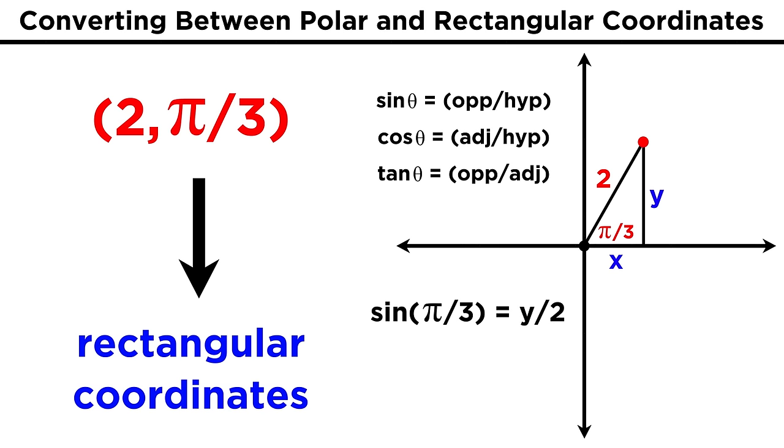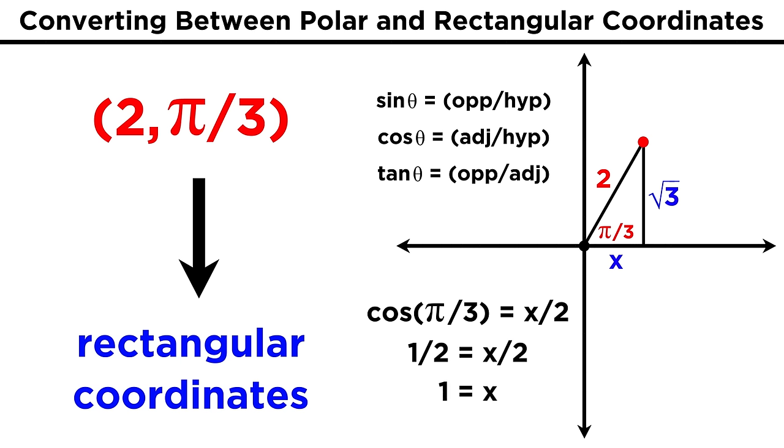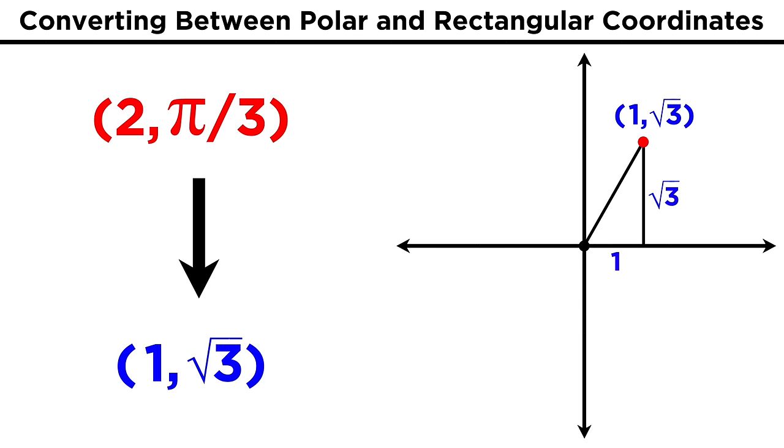The sine of 1/3 pi is equal to the opposite side over 2. Sine of 1/3 pi is root 3 over 2, times 2 is root 3, so this side has a length of root 3. Cosine of 1/3 pi is equal to the adjacent side over 2. Cosine of 1/3 pi is 1/2, times 2 is 1, so this side has a length of 1. Given these side lengths, this point extends 1 unit in the x direction and root 3 units in the y direction, so this point must have rectangular coordinates of (1, root 3).